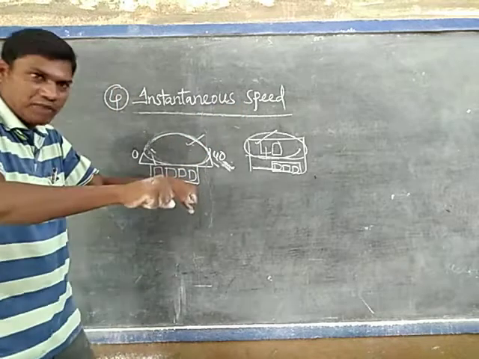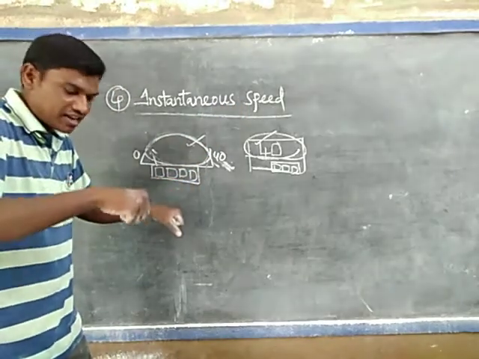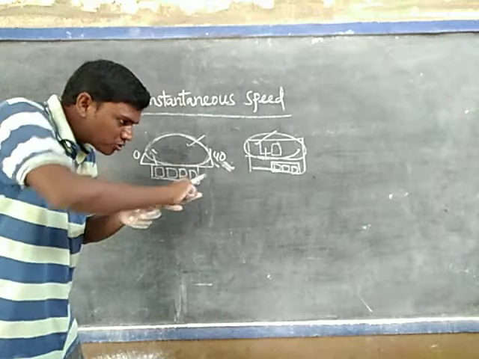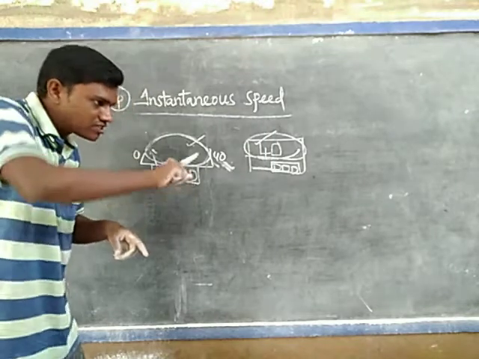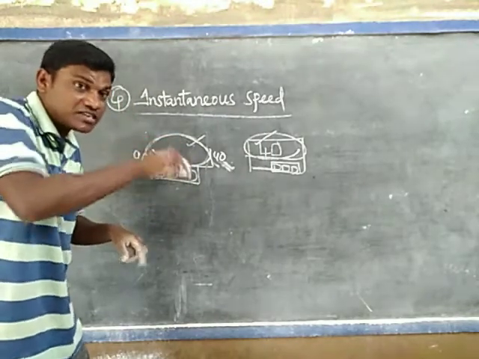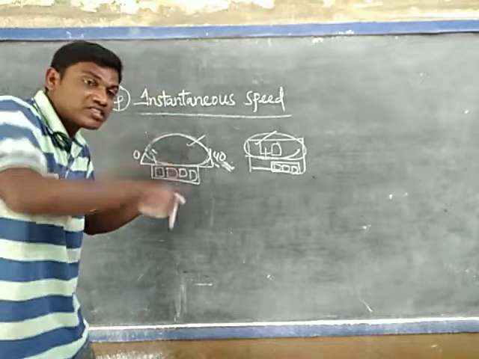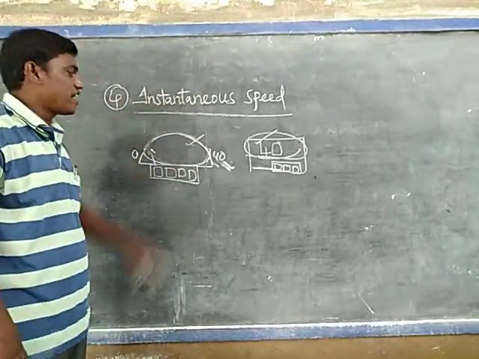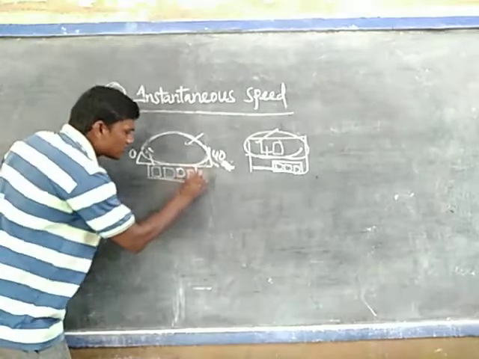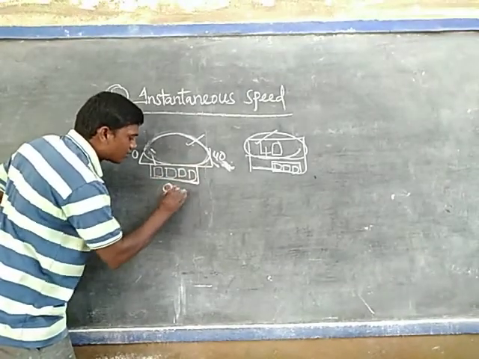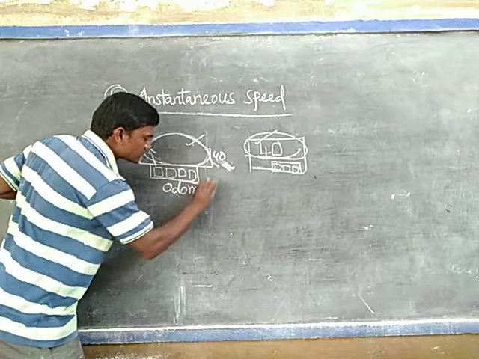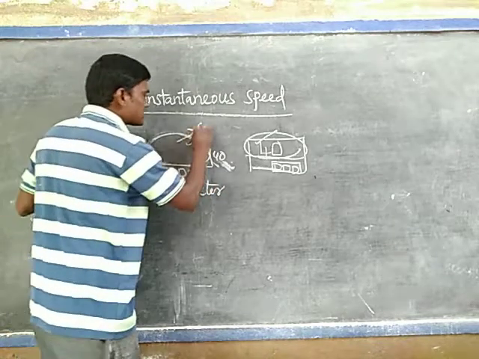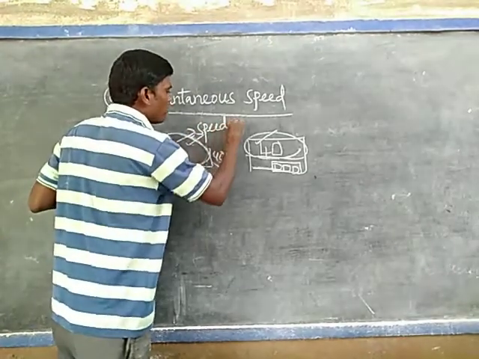If you are moving on a bike and suddenly look at the speedometer, it shows, for example, 40 or 60 or 70. That represents how much speed you are moving with at that time on the bike. That is the instantaneous speed. And what about this display? It is called the odometer.